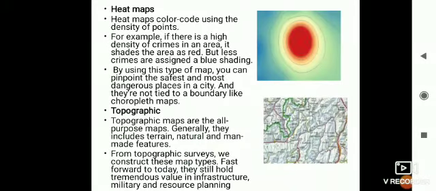Heat maps. Heat maps color code. These maps are color coded using the density of points. For example, if there is a high density of crimes in an area, it shades the area as red, but less crimes are assigned a blue shading. By using this type of map, you can pinpoint the safest and most dangerous places in a country, and they are not tied to a boundary like choropleth maps and topographic maps.